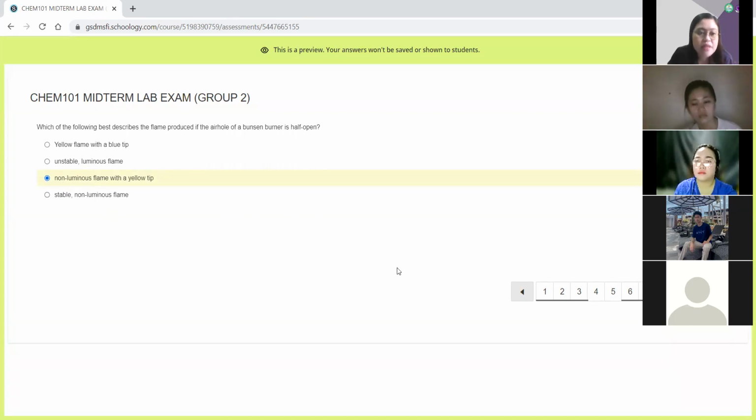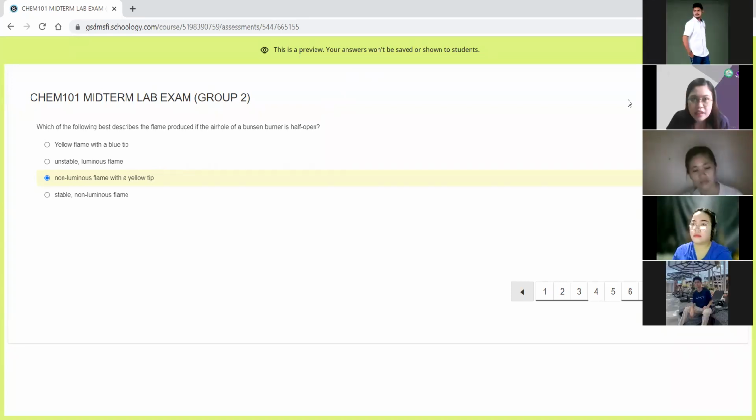Non-luminous flame is a blue flame, but its tip is yellow because the Bunsen burner is only half open. So it is not fully non-luminous.